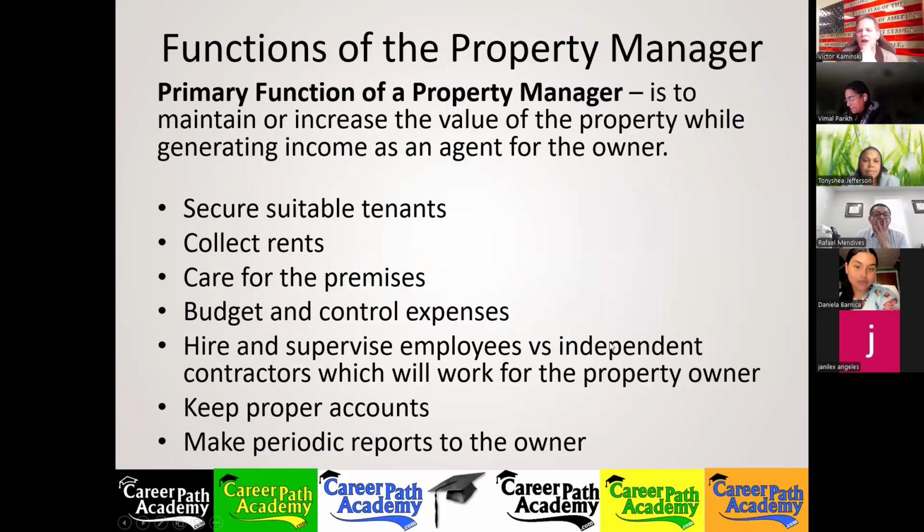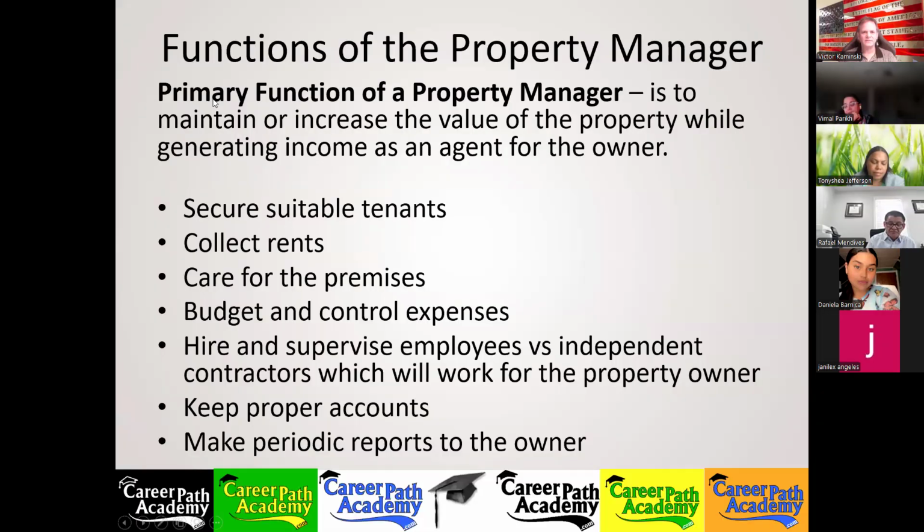So, functions of a property manager. Well, it's to maintain or increase the value of a property while generating income as an agent for the owner. Usually I ask this question to people. I say, hey, what is the primary function of a property manager? And people say, oh, you got to get tenants to fill vacancies. You got to evict tenants that aren't paying the rent. You got to do repairs. You got to do snow removal, landscaping.